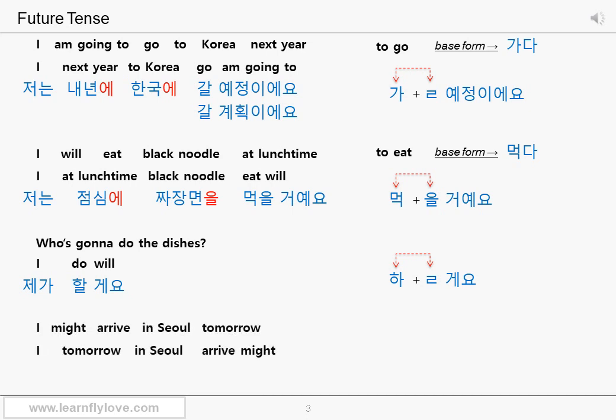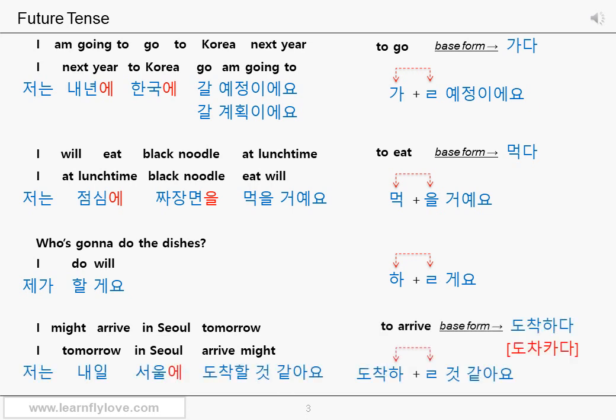Next example. I might arrive in Seoul tomorrow. I, tomorrow, in Seoul, arrive might. 저는, tomorrow, 내일. 내일 can be an adverb too, so you cannot add a time particle 에.